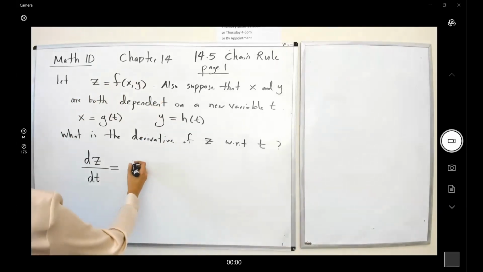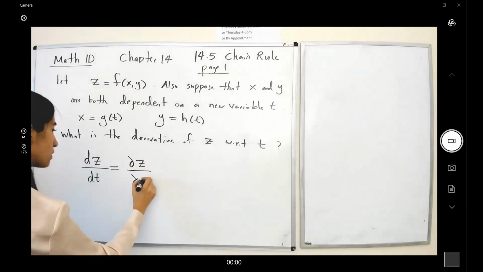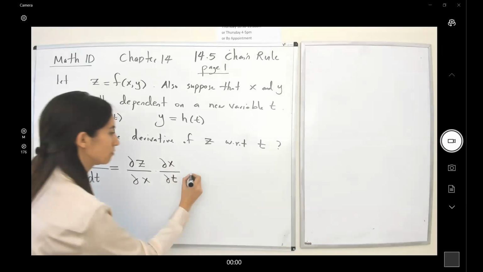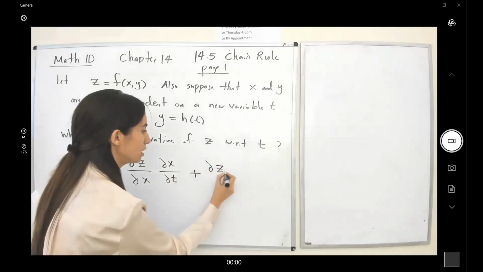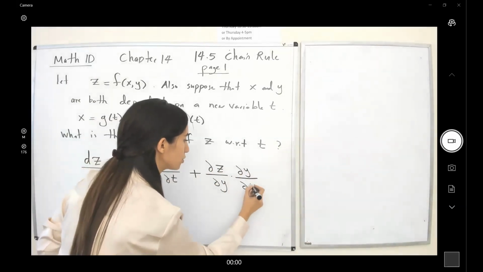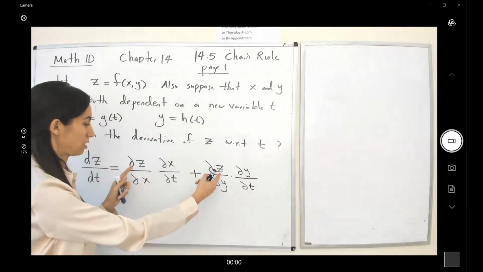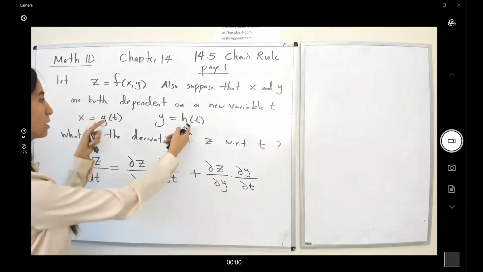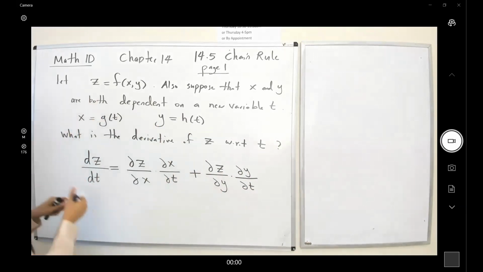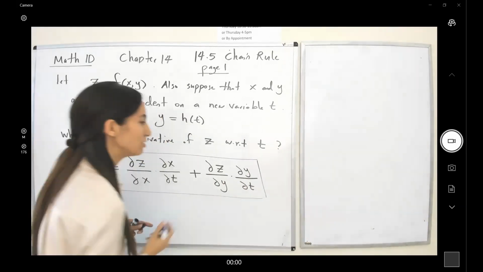So here we have the partial derivative of z or f with respect to x, and the derivative of x with respect to t, plus the partial derivative of z with respect to y times the derivative of y with respect to t. We have 2 variables, x and y, and both of them are dependent on t. So we have to include all derivatives when we are taking the derivative of function z with respect to this new variable.